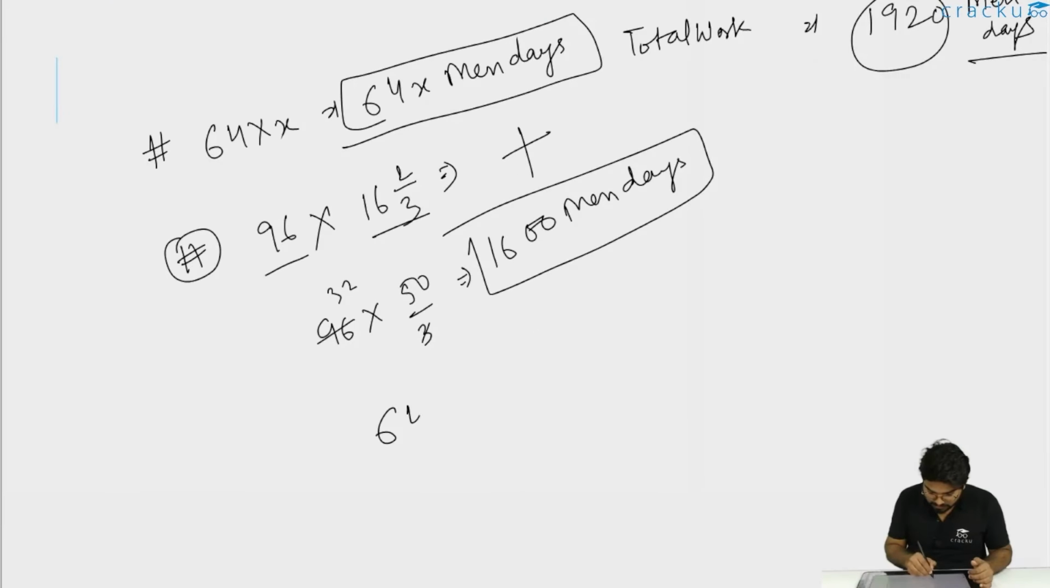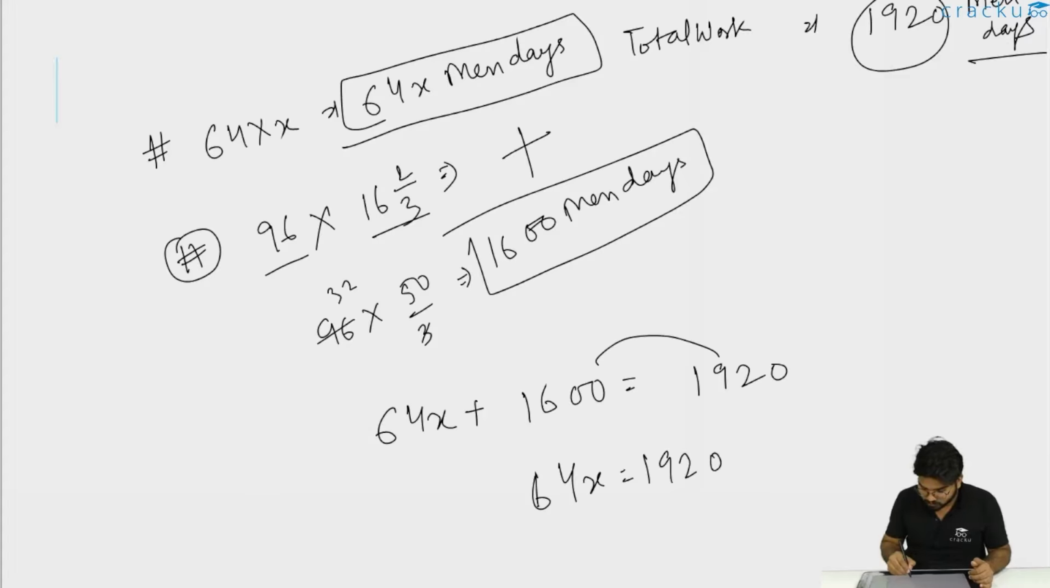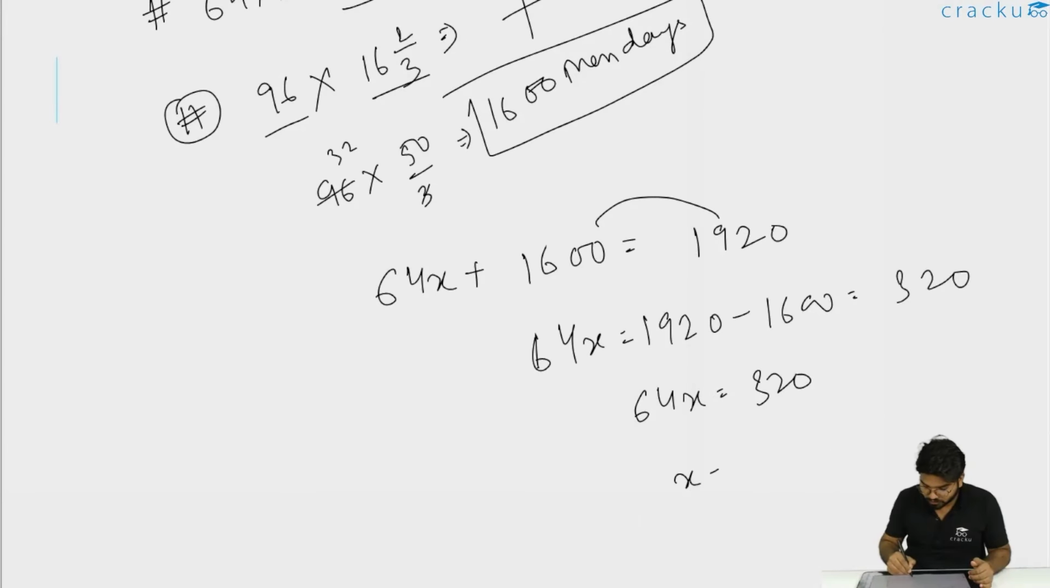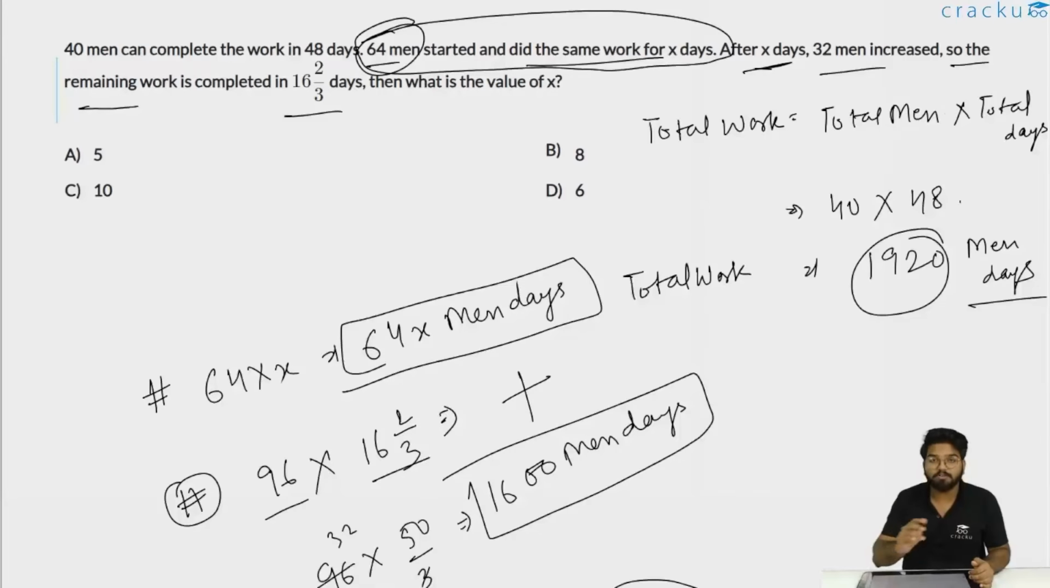So we can say 64x plus 1600 is equal to 1920, or we can say 64x is equal to, taking this to the other side, 1920 minus 1600, that is 320. Dividing, 64x is equal to 320, or we can say x is equal to 5. So the first set of men worked only for 5 days, and after that the remaining work was done by 96 people. The value of x has to be 5.